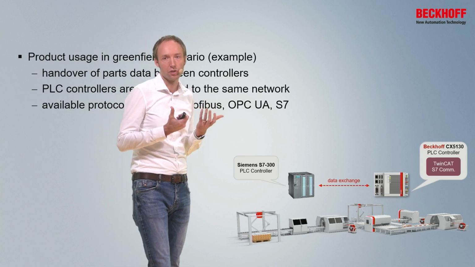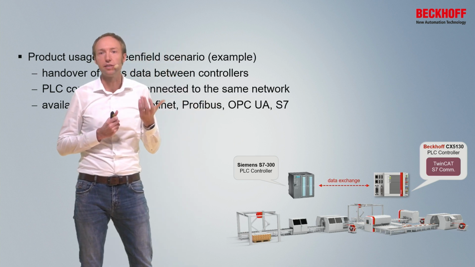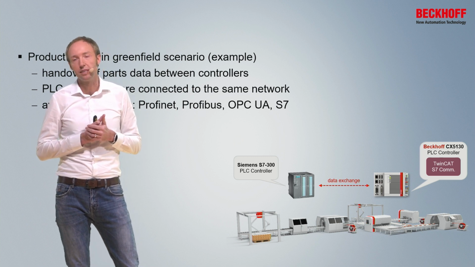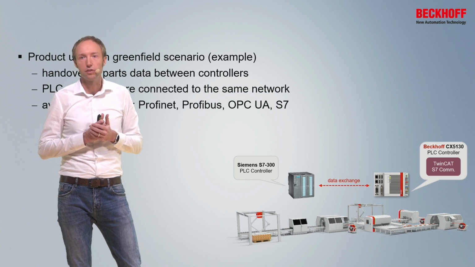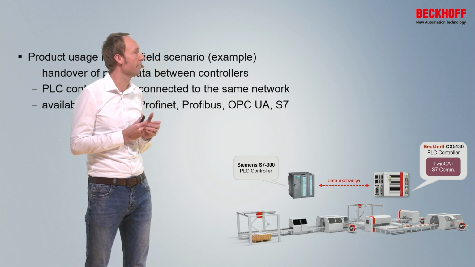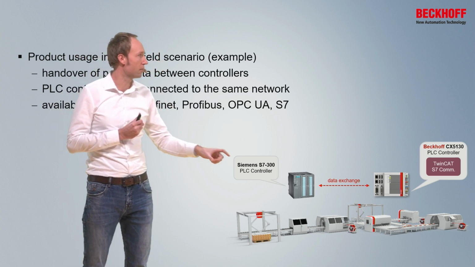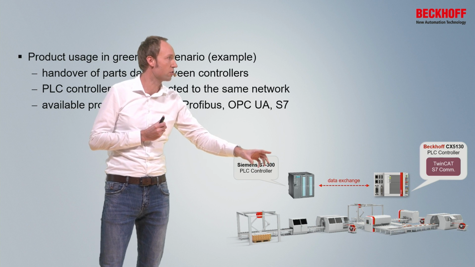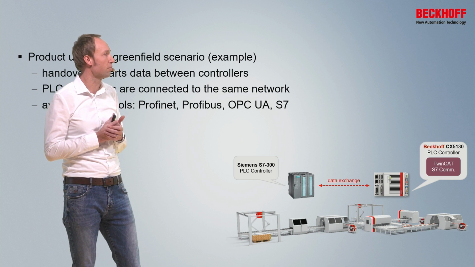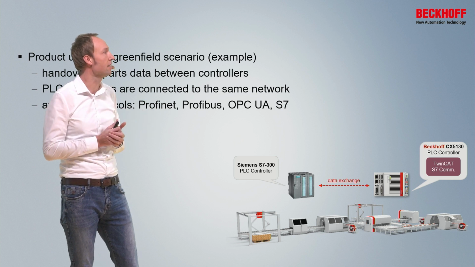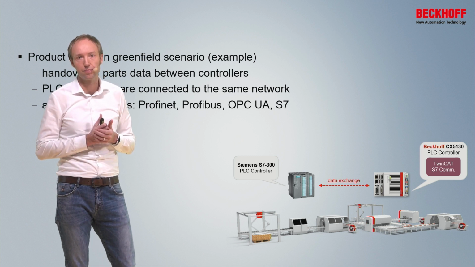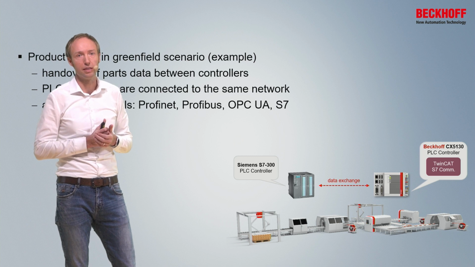So what can you do using this product? Of course, in a greenfield scenario where you maybe want to hand over parts data between PLC controllers, you can of course use this TwinCAT S7 communication product. For example, if you have a machine that is controlled by two different PLC types, for example, a Siemens PLC controller and a Beckhoff PLC controller, and then you need to exchange data for different parts of the machine between those two PLC devices, of course you can use this product in order to read or write variables between Beckhoff and the Siemens PLC.